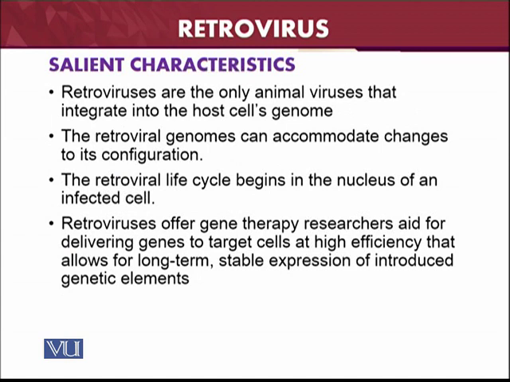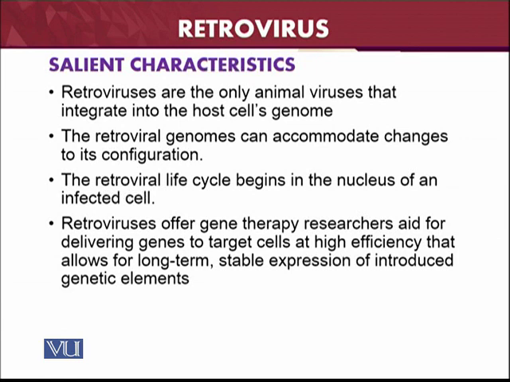Now the salient features. What are the salient characteristics of the retroviruses which make them different from the other viruses on earth? Most importantly is their way of replication, their retro, backwards way of replication. Retroviruses are the only animal viruses that integrate into the host cell's genome. The host cell will take them as its own body, and they replicate, using the host's food, ATP and energy, and the host treats them like its own body. The retrovirus genome can accommodate changes in its own configuration.